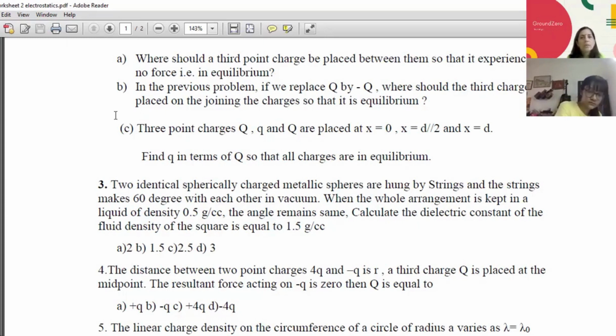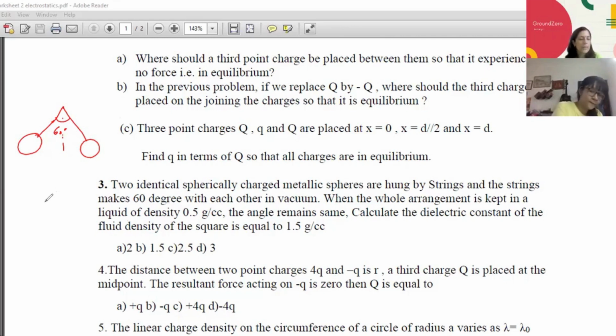So what they're trying to say is that two strings are there. They are at an angle of 60 degrees; the angle between the spheres is 60 degrees. So that is in vacuum. Then the same arrangement is dipped in a liquid which has a density of 0.5 gram per cc. The angle remains unchanged. So you have to calculate the liquid's dielectric constant, that is the permittivity of the medium, which is the fluid.